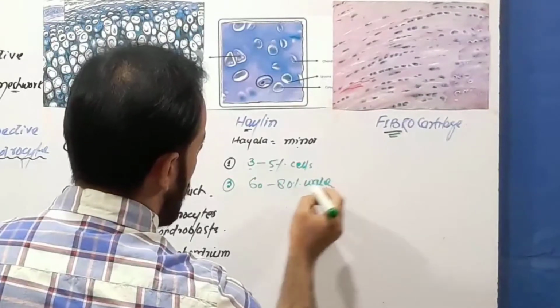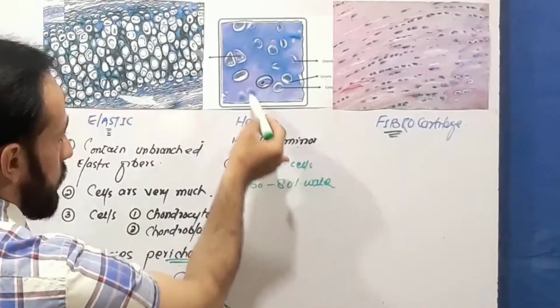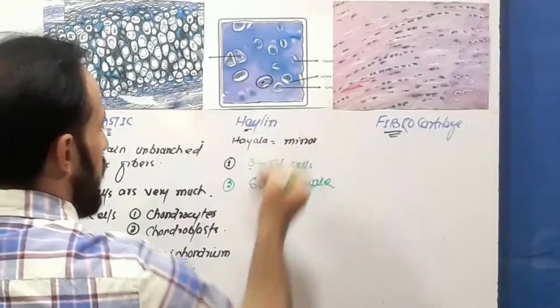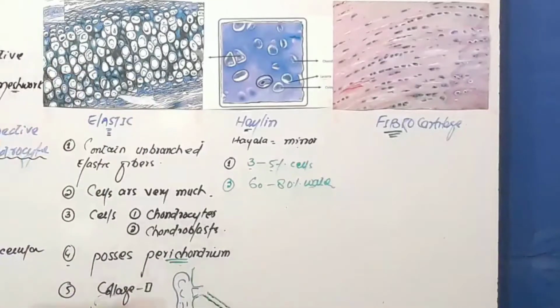Now look, as I told you, they contain lots of water in the extracellular matrix. Because of the presence of this water, this cartilage appears a little bit shiny. That's why they call it hyaline cartilage, clear.